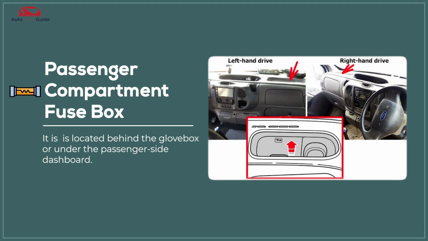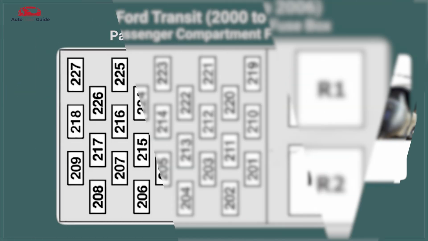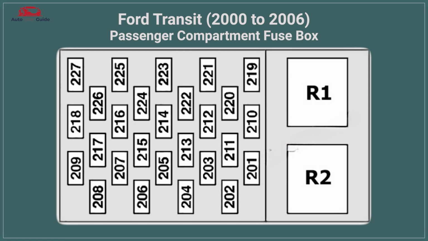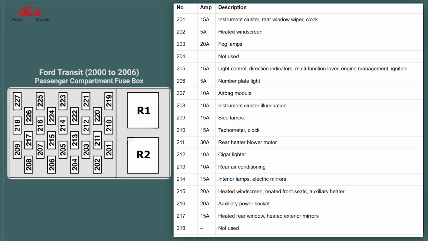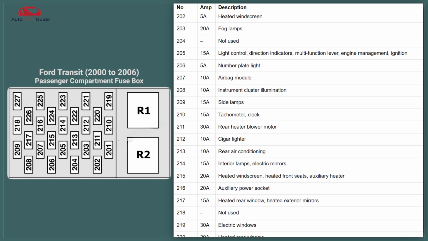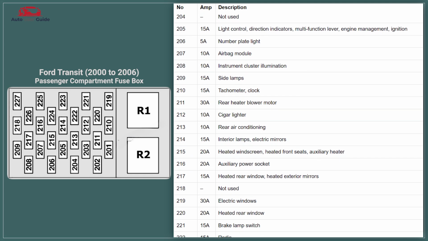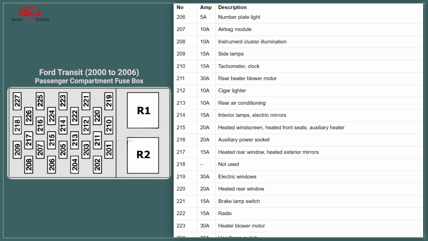Passenger compartment fuse box. The passenger compartment fuse box in the Ford Transit 2000 to 2006 protects and distributes power to interior electrical systems like lights, wipers, heater, and infotainment.